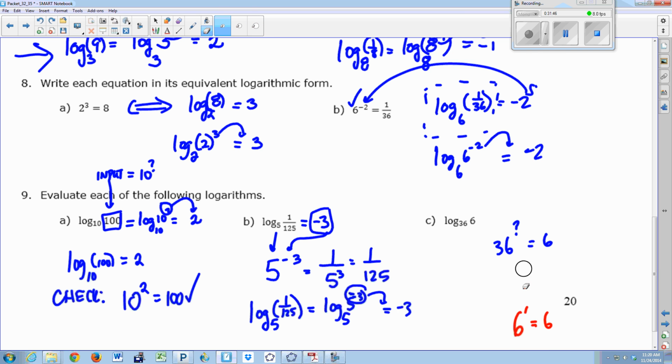All right, so the question mark here is 1/2. This 36 to the 1/2 power says find the positive square root. That's what the rational exponent 1/2 says. It's 6. All right.